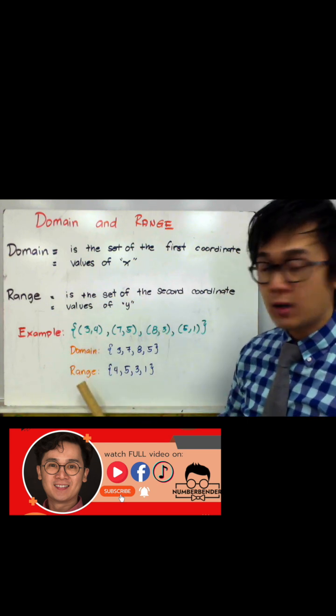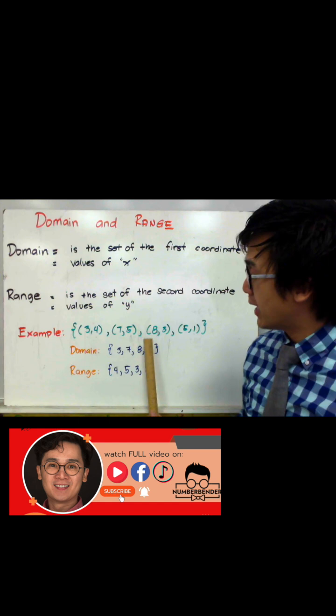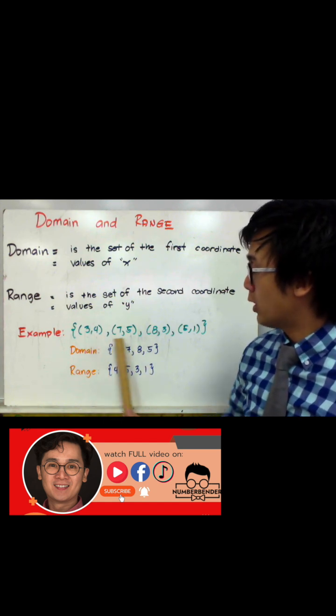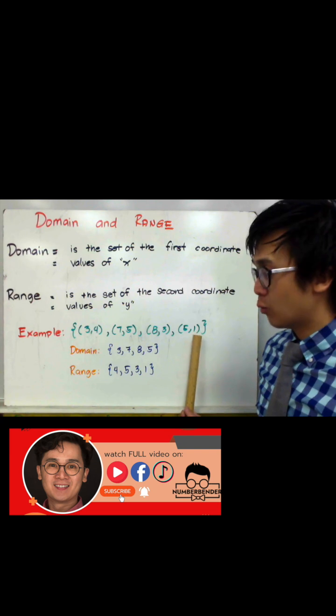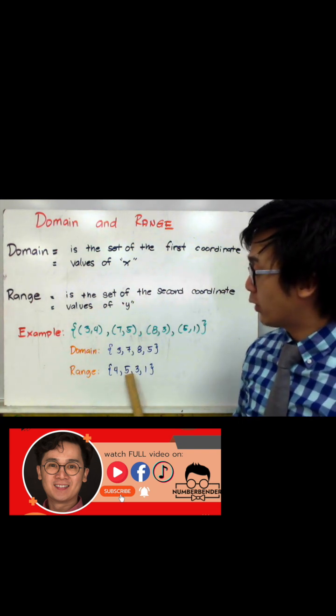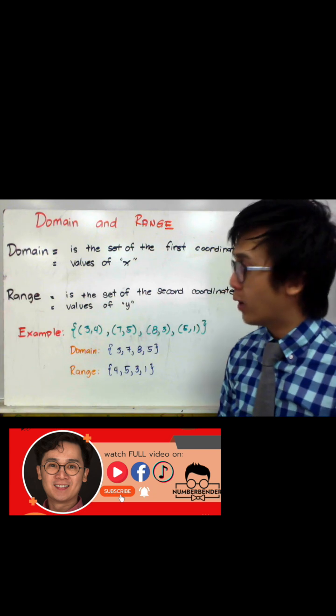And the range of this particular number set will be the values of the second coordinate, which is represented by 4, 5, 3, and 1. So the range of values in our number set will be 4, 5, 3, and 1.